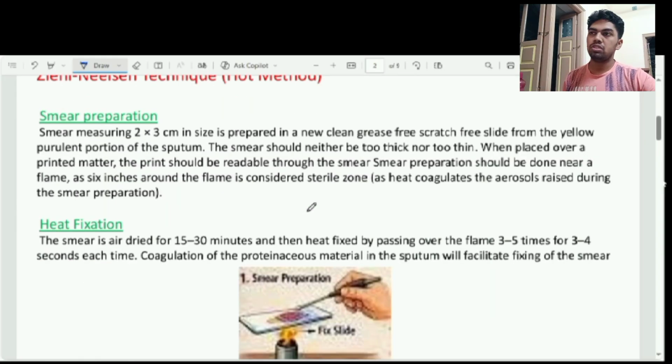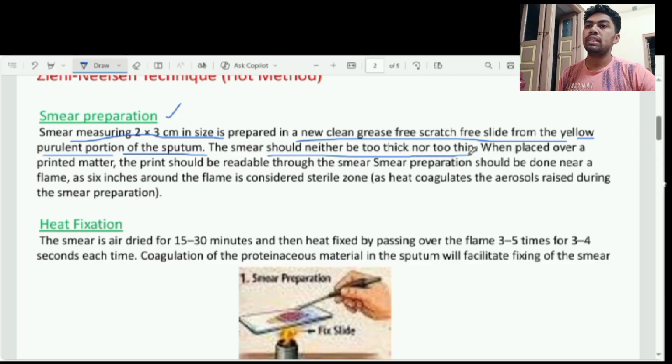Now coming to the procedure. Before coming to the ZN procedure, we have to make a smear. How is the smear made? A smear measuring 2 by 3 centimeters in size is prepared on a clean, grease free glass slide. When we are making it from the sputum, we have to choose the yellow purulent portion of the sputum. The smear should not be too thick or too thin. How will you define that it is a perfect slide? When placed over printed matter, the print should be readable through the smear.